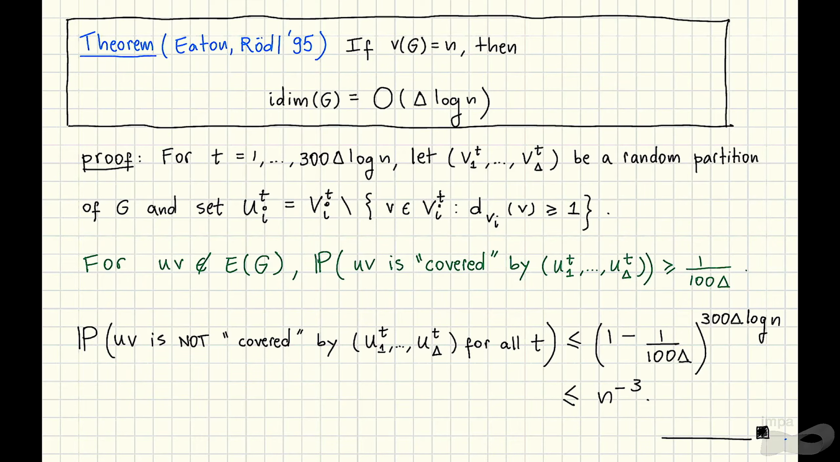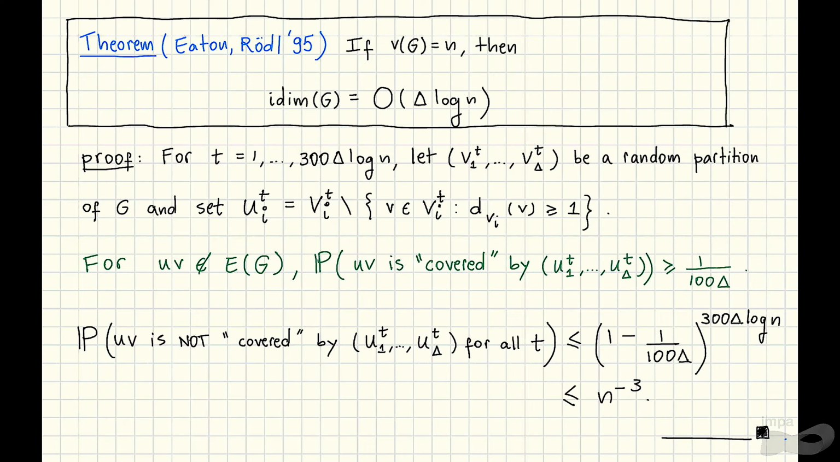So we can now take the union bound over all edges, and the probability of a bad event happening is at most 1/n, so we win. Okay? Good. So this is the proof. So it was quite cute, right?